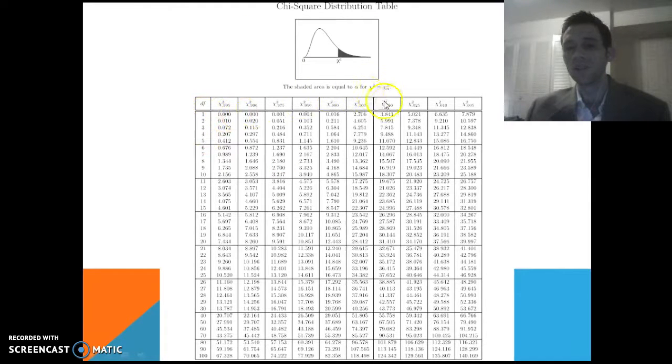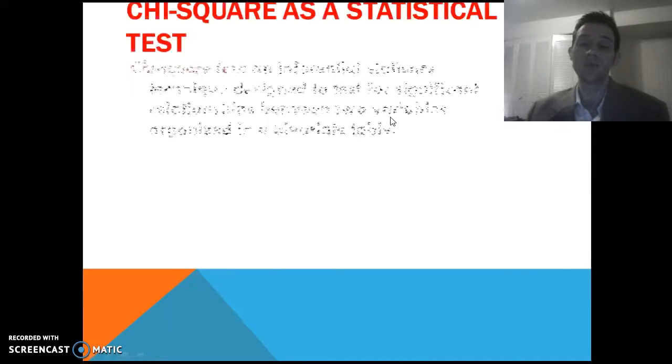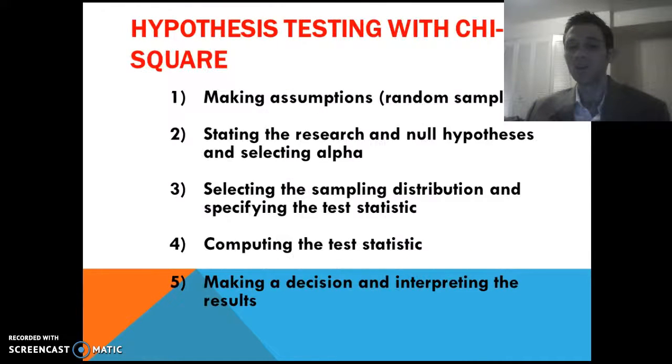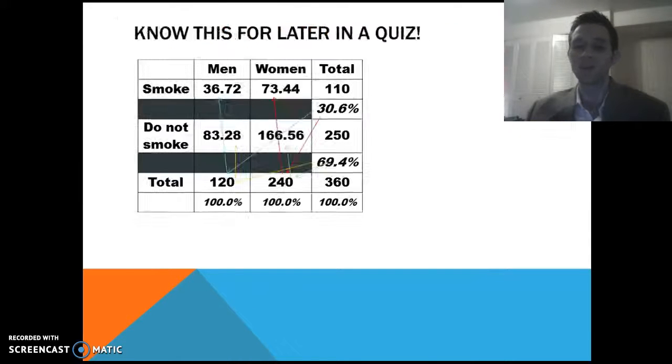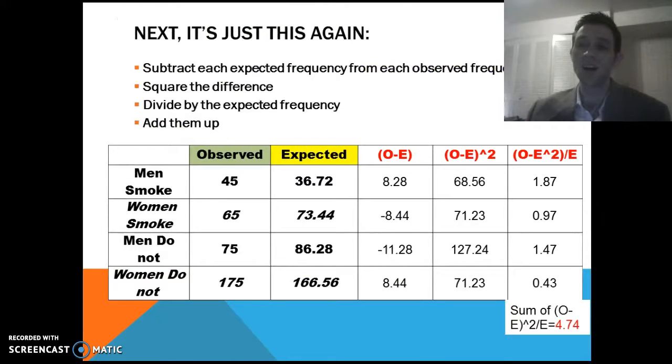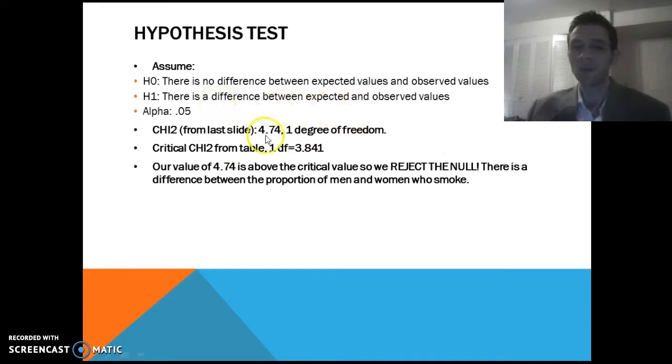So 1, we still have the alpha 0.05. So that intersection happens right here on the top row in this column, and it gives us a critical value of 3.841. So if our chi-square is bigger than that value, then we're going to reject the null. And if it's not, we fail to reject. So our value of 4.74 is bigger than that critical value, and we reject the null. So this gives support to the idea that there is a difference between the proportion of men and women who smoke.